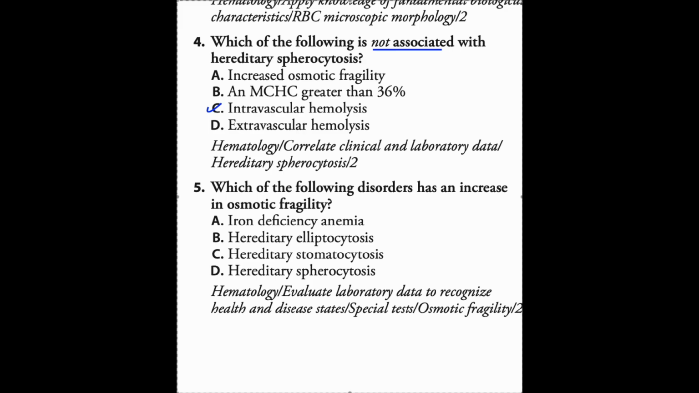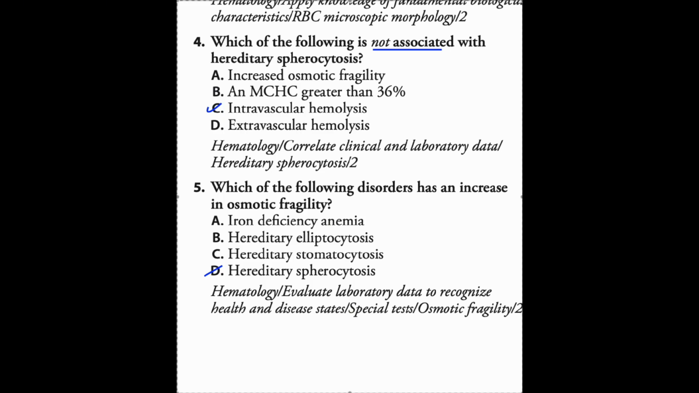Last question for today. Which of the following disorders has an increased osmotic fragility? A. Iron deficiency anemia. B. Hereditary elliptocytosis. C. Hereditary stomatocytosis. D. Hereditary spherocytosis. The answer is, of course, D. Hereditary spherocytosis. As we've established, hereditary spherocytosis is the poster child for increased osmotic fragility due to that low surface area to volume ratio.